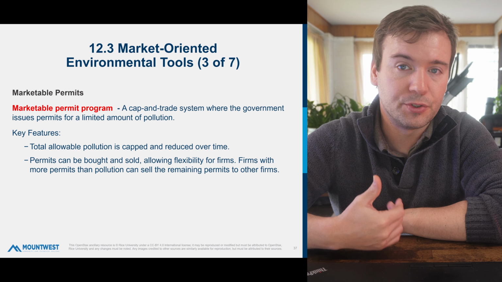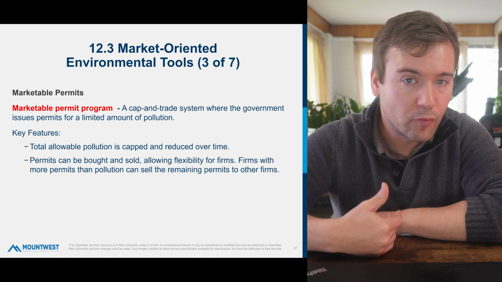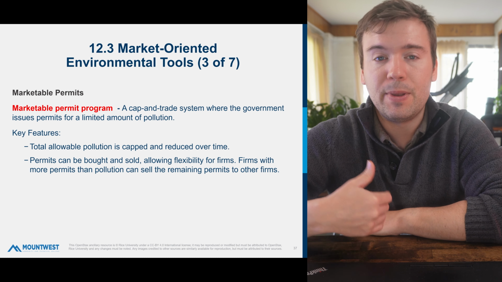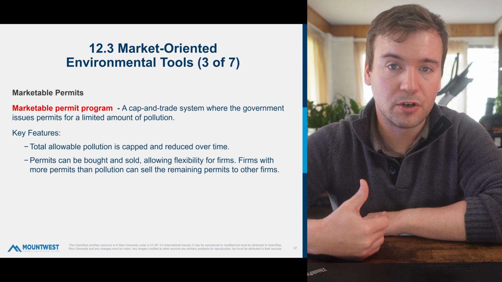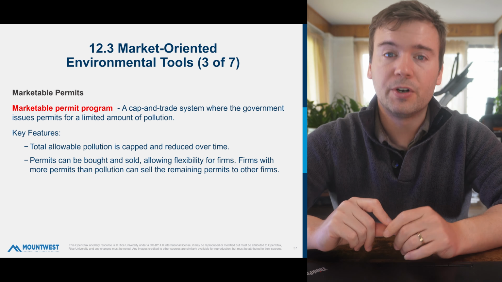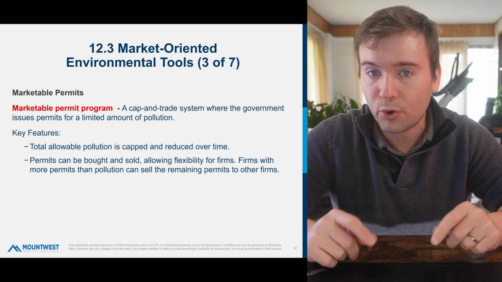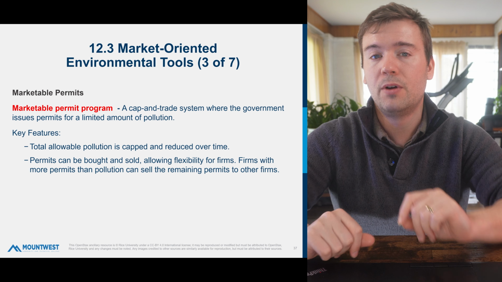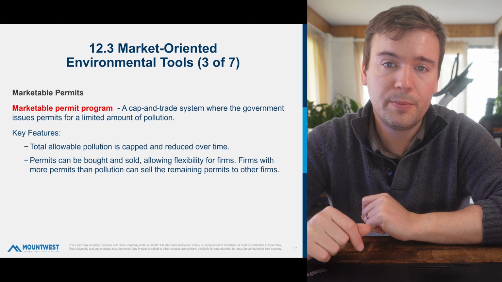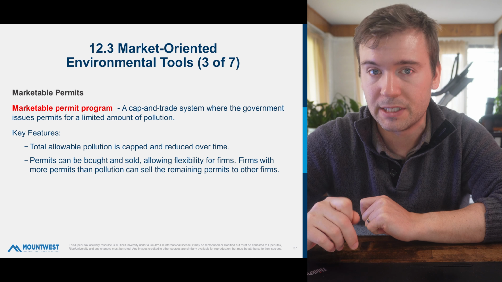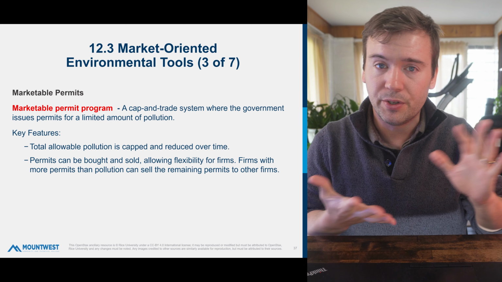And it's often reduced over time, which leads to an overall decrease in pollution. But these permits can be bought and sold amongst firms, so it gives a lot of flexibility into the marketplace. Firms that can reduce their pollution more easily and at a lower marginal cost can do so and then sell their remaining permits to other firms for whom pollution reduction is more expensive. So it adds a lot of flexibility into the marketplace.